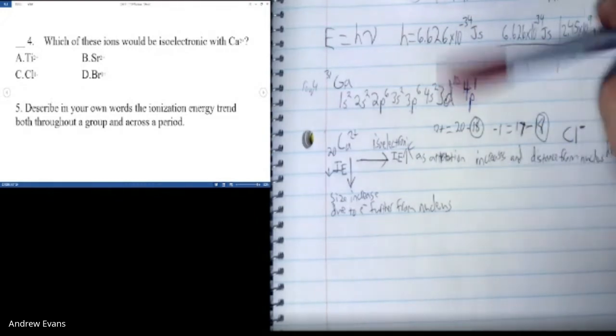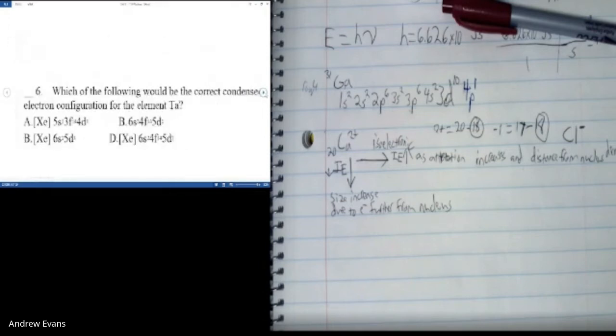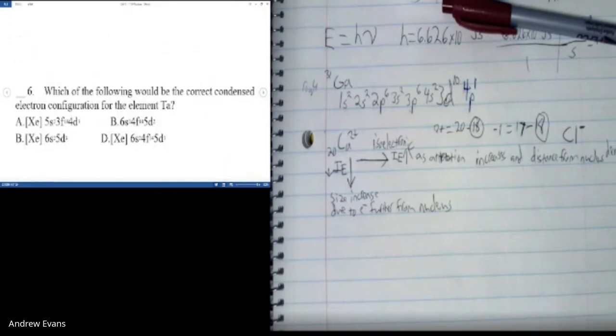So that's pretty straightforward trend. I'm not asking you for explaining the exceptions. I'm just saying the generalized trend. Okay.